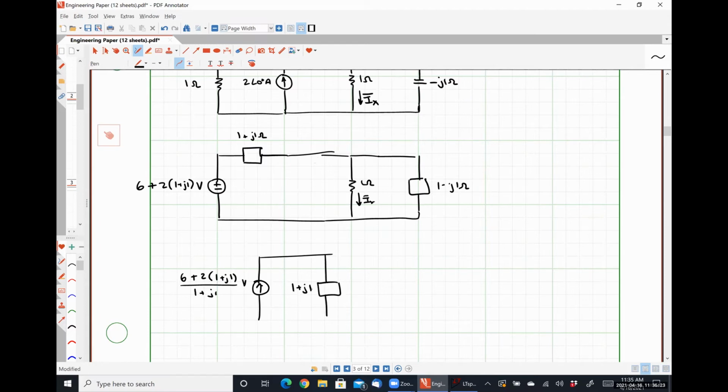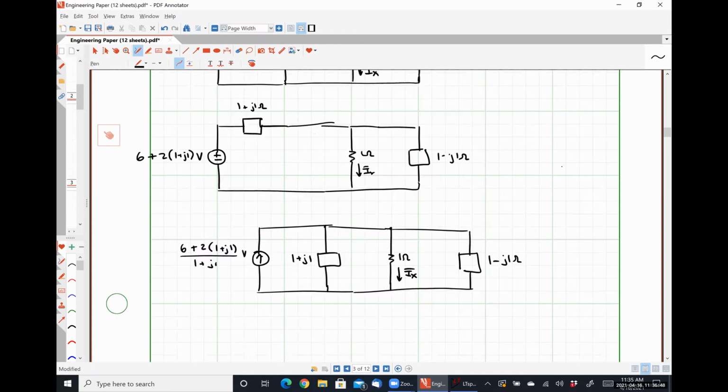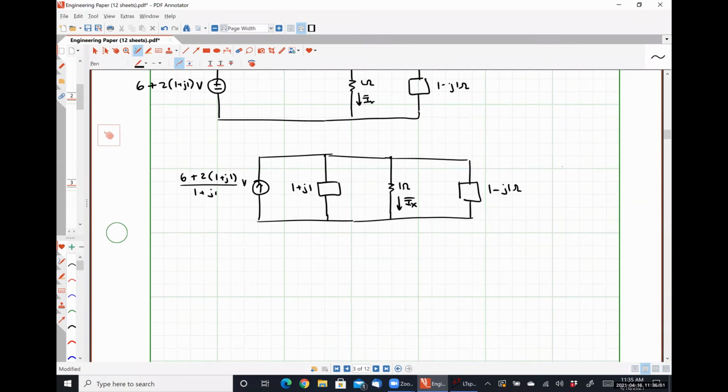1 plus J1 here, 1 ohm here, and this is my current IX I'm trying to find. And then way over here, 1 minus J1. Using current division, I can say that IX is going to be my source current, so that's 6 plus 2 times 1 plus J1 divided by 1 plus J1 amps.